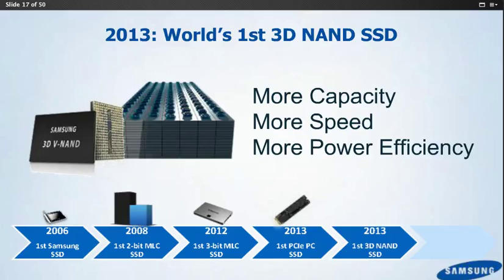So we needed a breakthrough as an industry, and this is where Samsung introduced innovation in terms of doing 3D NAND. Instead of trying to squeeze cells ever closer together, we stack them vertically on top of each other. This new technology gives us more capacity, more speed, and more power efficiency. But what's more exciting is that it allows us to scale going forward. This is technology that will take us to 1 terabit densities and beyond.